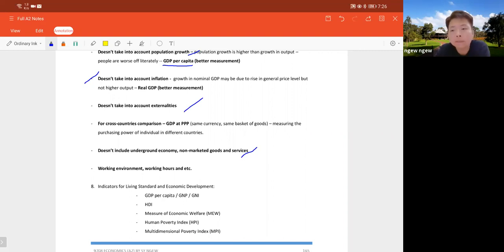And also guys, maybe South Korea and Japan might be enjoying really high GDP and GDP per capita, but their working hours are long, and their working environment is actually quite stressful. So this might be affecting their standard of living as well. Therefore, using GDP, we have a lot of weaknesses.